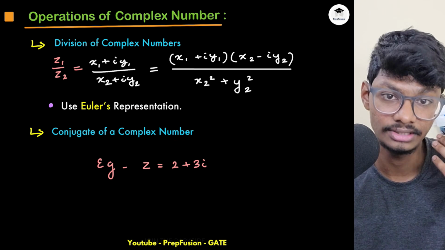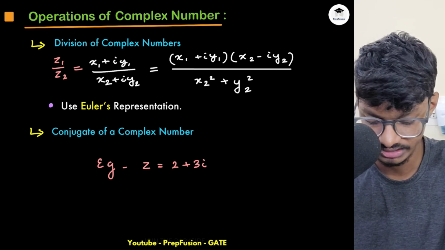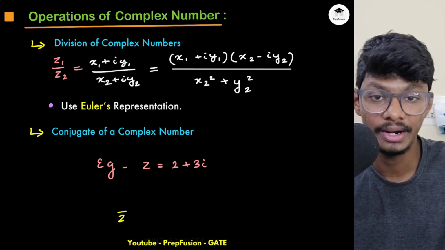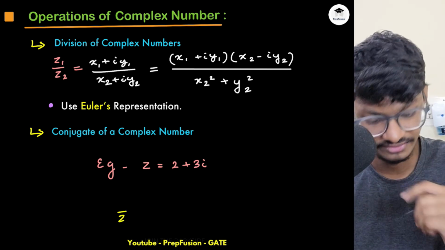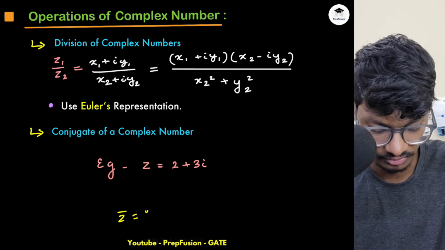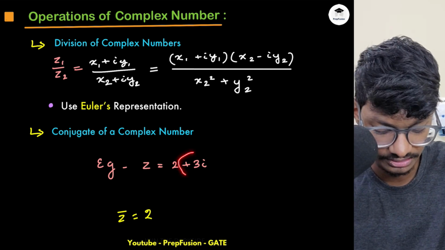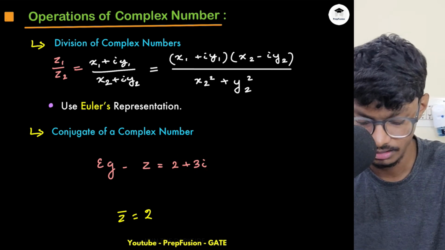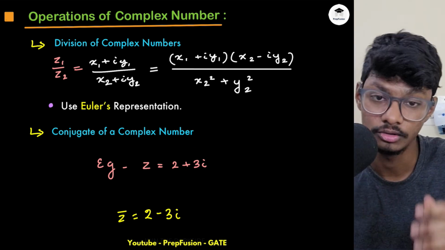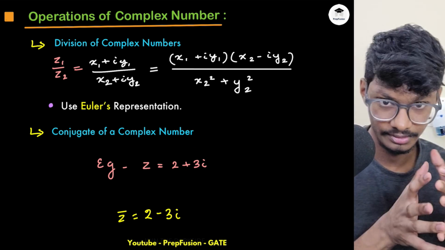So if I want to find the conjugate of it, what will it be? It will be simply, I will just make the imaginary part negative of what it was previously. My real part I will not touch, it will remain the same. I will just make the imaginary part opposite. It will be minus 3i. So it was plus 3i previously, it will be minus 3i.